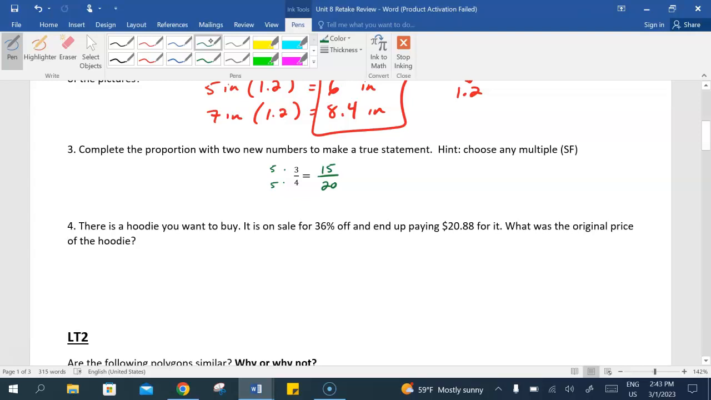All right, number 4, we are getting ready for proportions. Okay, the easiest way to do this is if you set up a proportion with the original stuff that they're talking about and the new stuff that they're talking about, right? So they're talking about a hoodie that you want to buy. It's on sale for 36% off, and you ended up paying only $20.88 for it. So you're trying to find the original price. So here, I'm actually going to erase this. My template, if you want to follow one, I'm looking for my original.